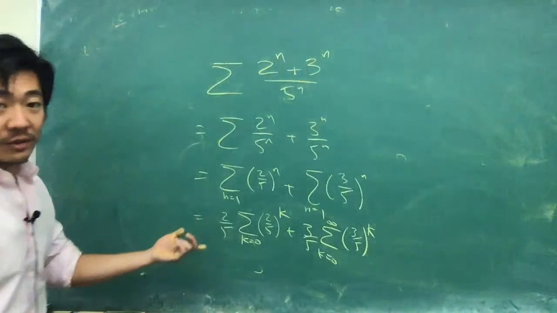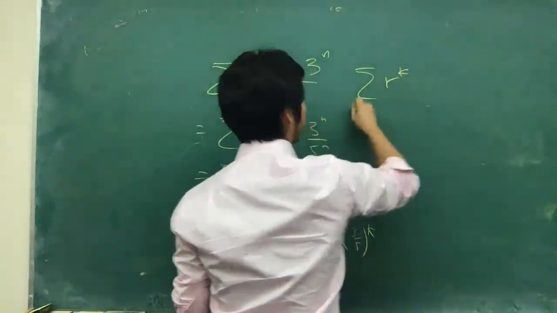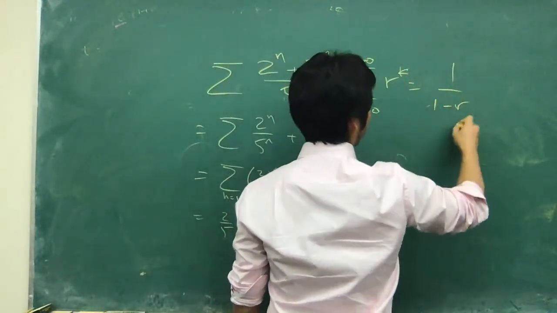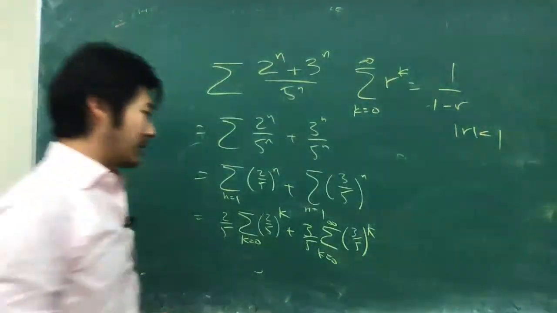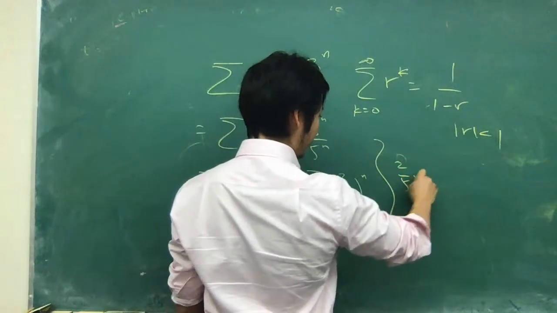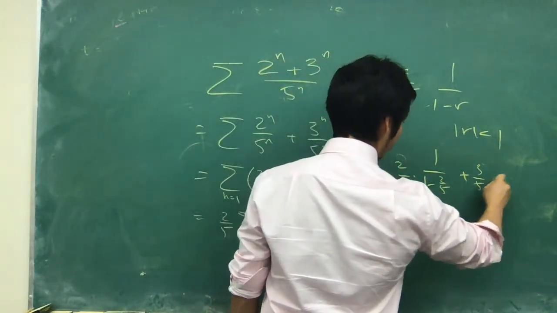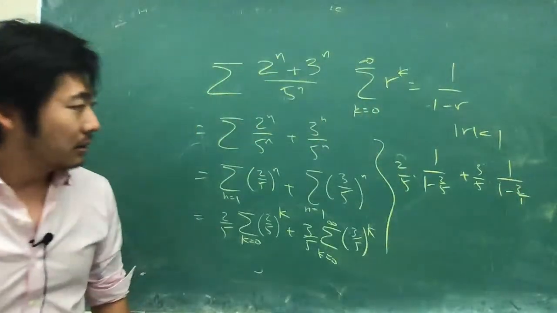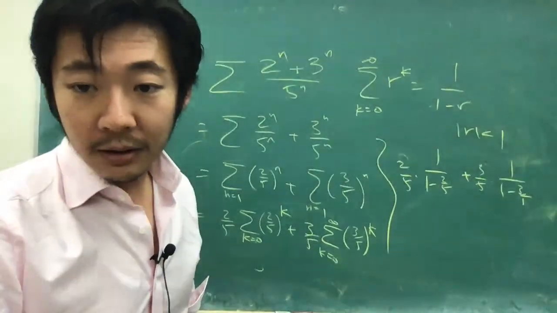And now these are geometric series. If it starts at 0, the sum is 1 over 1 minus r, as long as r is less than 1. And 2/5, 3/5, they're less than 1. So this whole thing is 2 over 5 times 1 over 1 minus 2 over 5, plus 3 over 5 times 1 over 1 minus 3 over 5. Okay. You can simplify that if you want to.